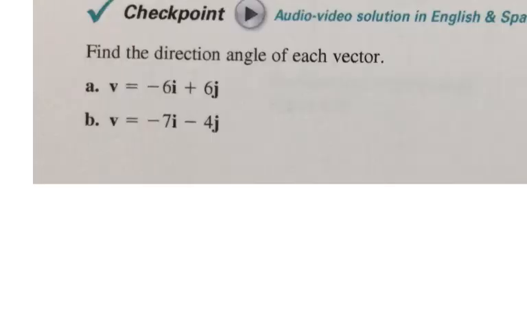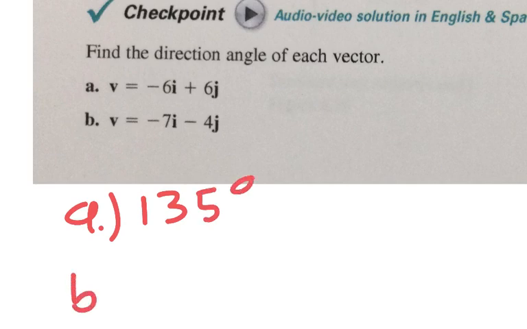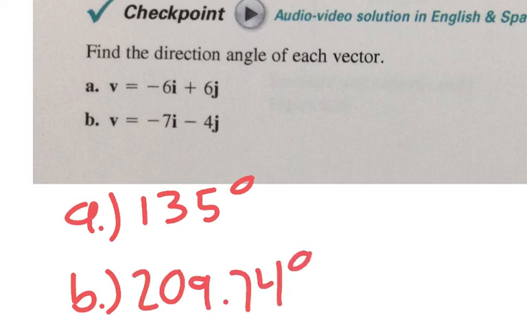A. 135. Do I need to go over A? What did you get for B, 29? Add that to 180, because you've already rotated 180 since you're in the third quadrant. 210. Or 209, whatever. We don't need decimals. The book's answer is 209.74.